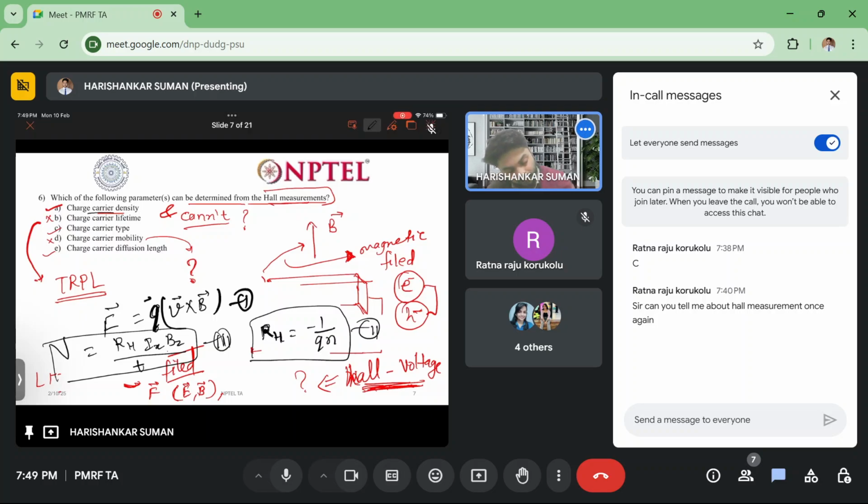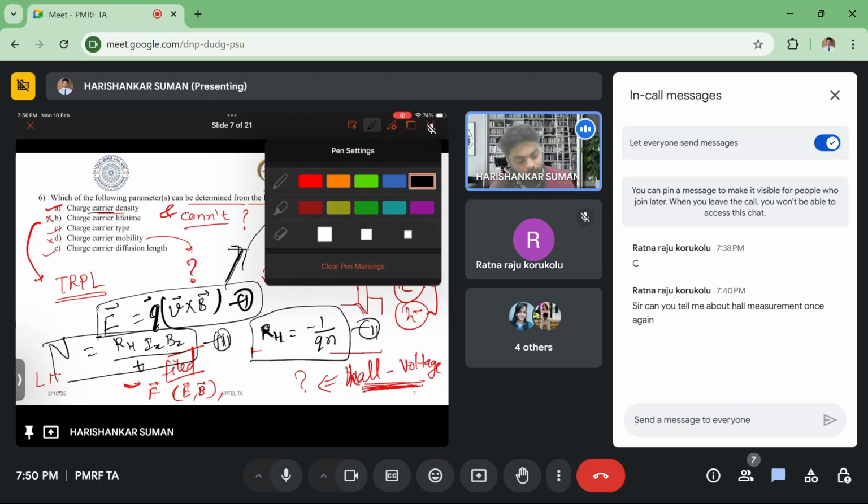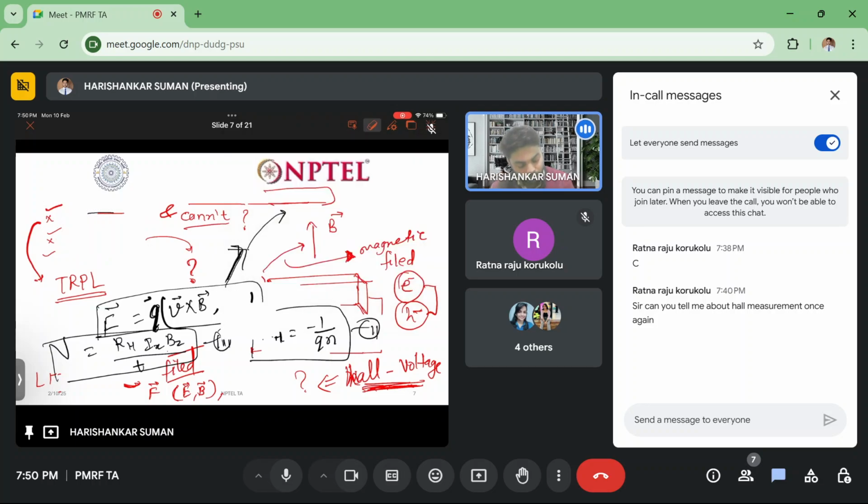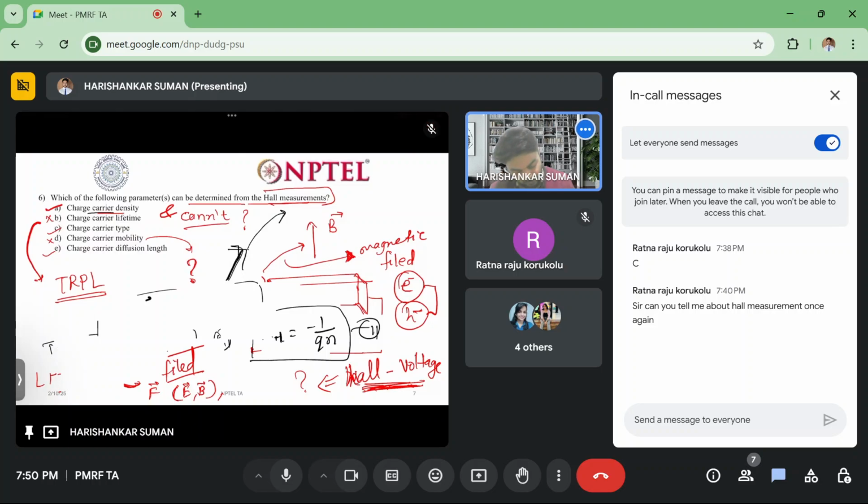Okay, so this is the basic physics in the whole measurement. This is the Lorentz force due to the magnetic field as well as the electric field. So this is based on simple 12th physics. The experiment you can calculate.